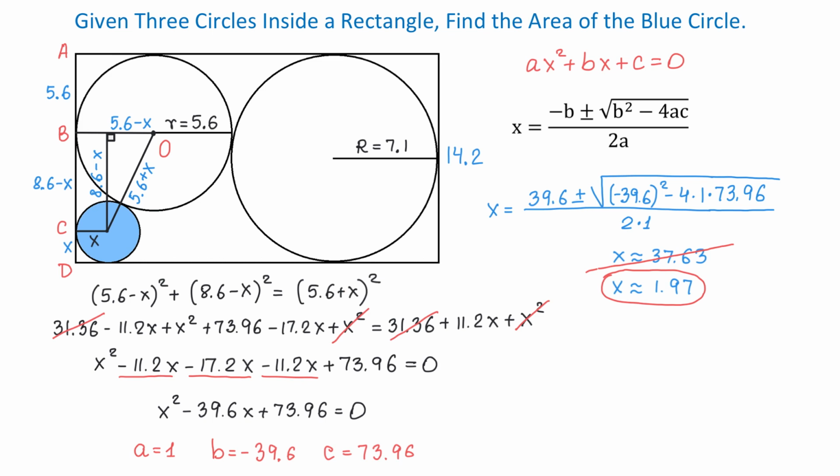Now to find the area of the blue circle, we will use the formula A equals pi r squared, and r represents the radius. Then A equals pi times 1.97 squared, and this is approximately 12.19 square units. So we found the area of the blue circle, and it is approximately 12.19 square units.